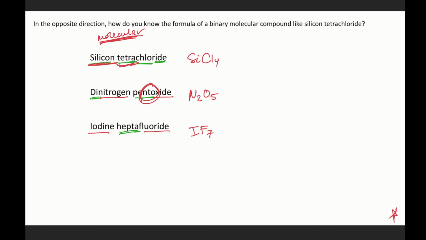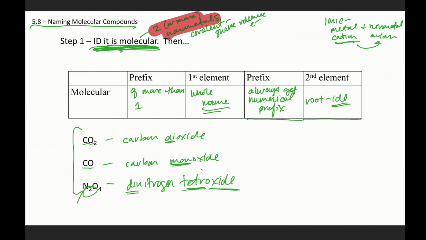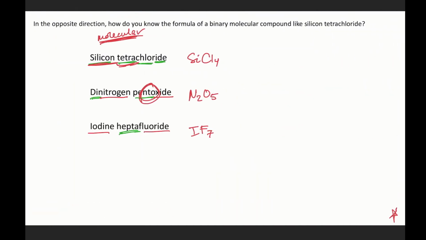And do be mindful about dropping the vowel on the prefix if it's next to oxygen, like in tetroxide. Monoxide, this one's an exception. All right, so that's molecular compounds.